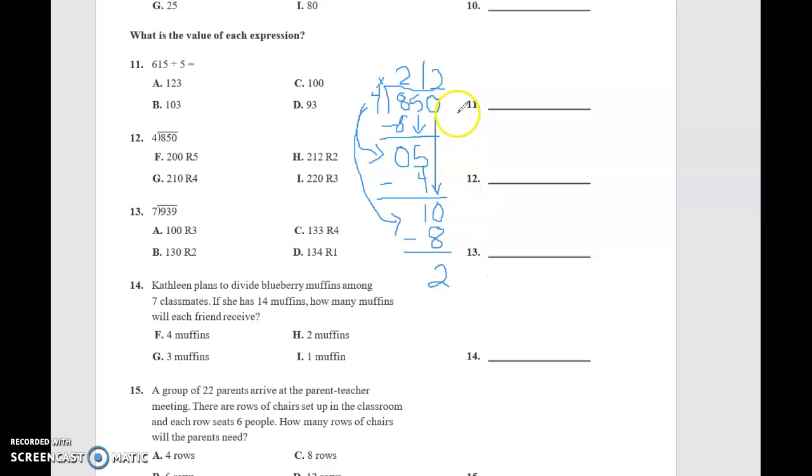Is there another number to bring down? No, so that will be the remainder. This is my remainder. This is what is left over. Remainder 2. So what is my quotient? 212 remainder 2. Do you notice how there's an R2? This is how it will be on your test. So my answer is H.